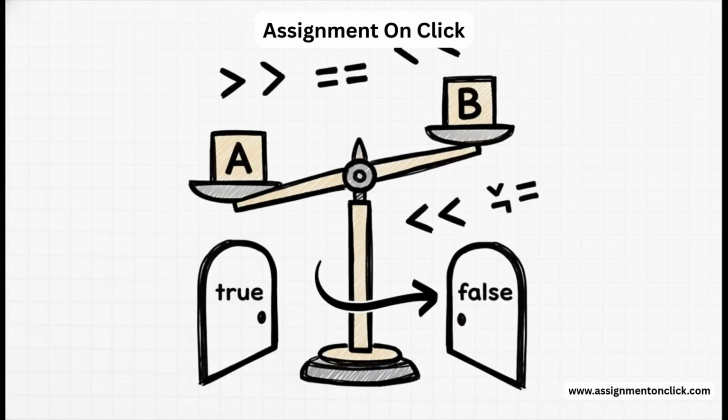Okay, now this is where your code starts to get smart. Comparison operators are your decision makers. They compare 2 things and give you back a Boolean, a simple true or false. Is this number bigger than that one? Are these 2 pieces of text exactly the same? The answers to these questions are what let your program make choices and change what it does.